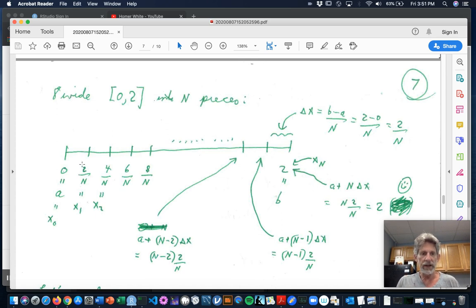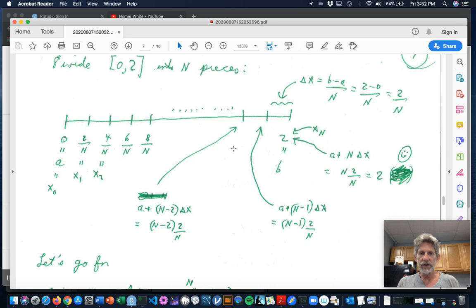So I could write down what the x1 is. I could say, well, it's 0 plus 2 over n. I could write down the x2. It's 0 plus 2 of these 2 over n's, 2 of these delta x's, so I could say 4 over n. Similarly, this is x3 and x4, and I could keep going like that. And for clarity, I'm going to look at the third to the last, okay? So this is my x sub n minus 2. Here's my x sub n minus 1. Here's my x capital N.